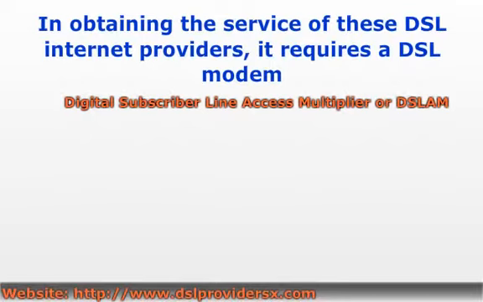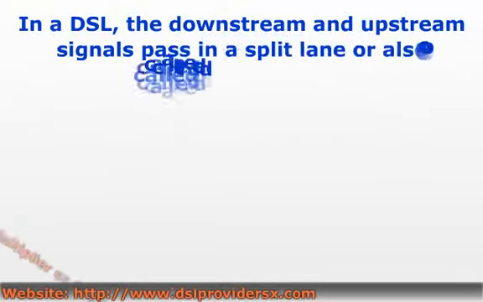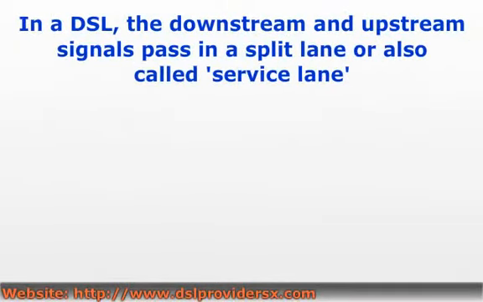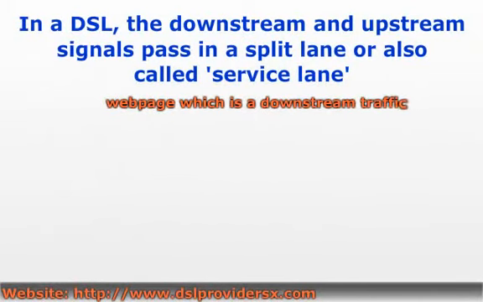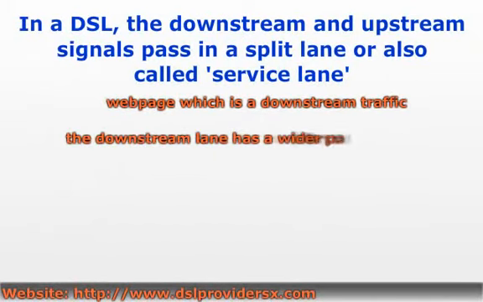The DSL-AM's role is like a switchboard for local DSL clients, transmitting requests and responses between each client's computer address and the internet. In a DSL, the downstream and upstream signals pass in a split lane, also called a service lane, to have a two-way traffic. The downstream and upstream signals don't meet together due to the split lane, but instead go in opposite directions.